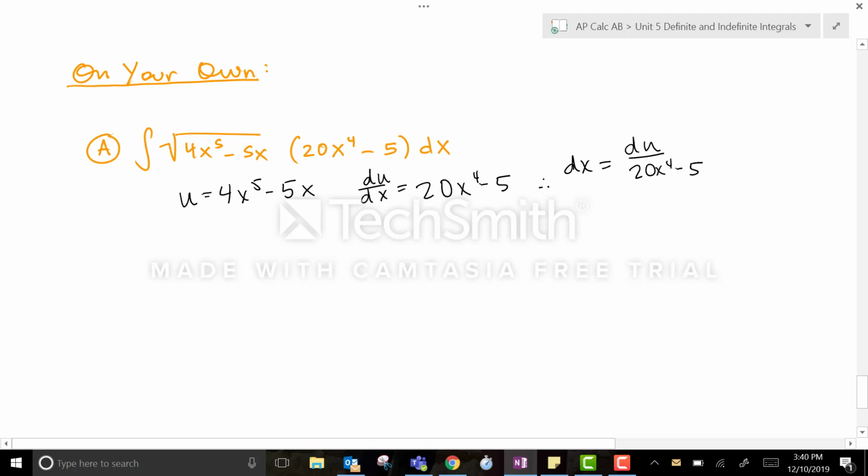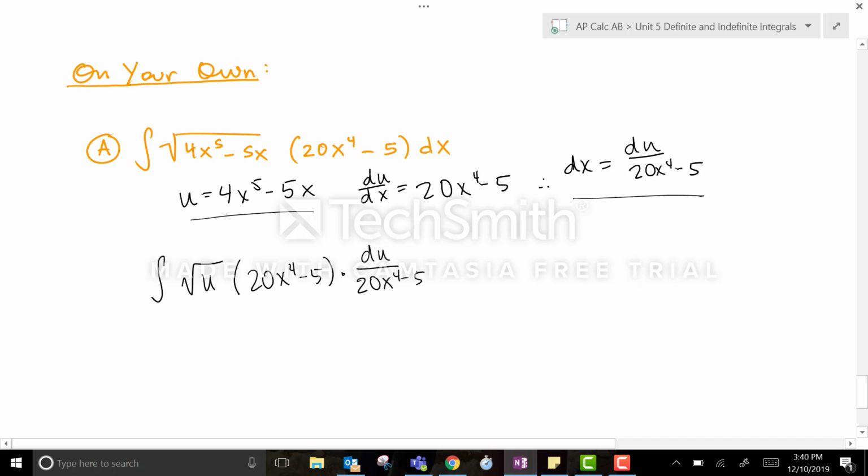Now, this is the information I need right here, and we're just going to make some substitutions so we can cancel out x's and get our integral in terms of u. So it is easy to do. That means that I'm going to have the integral of the square root of u times 20x to the 4th minus 5 times du over 20x to the 4th minus 5. Well, what do you know? Those cancel.